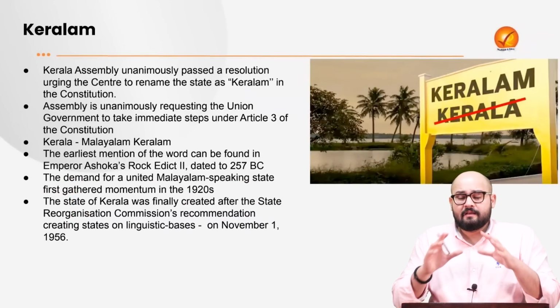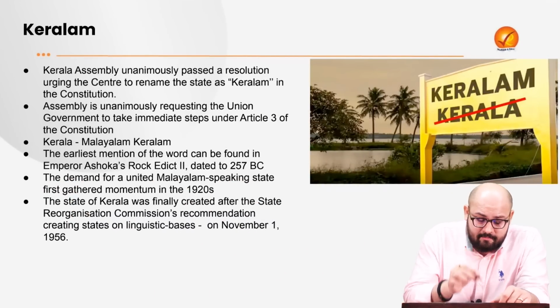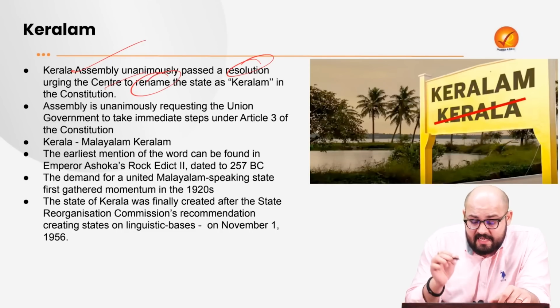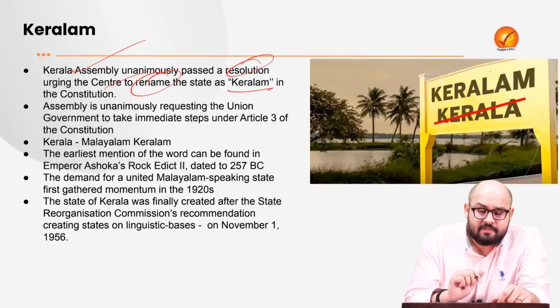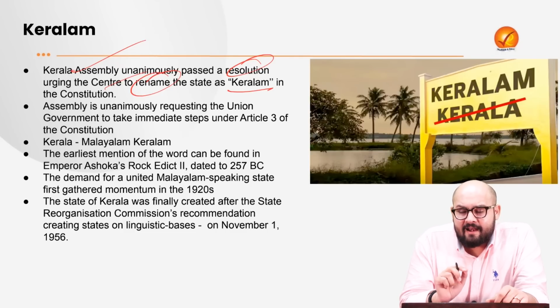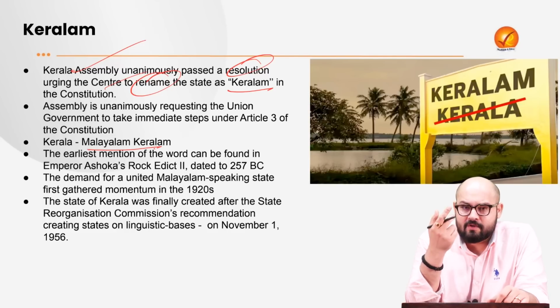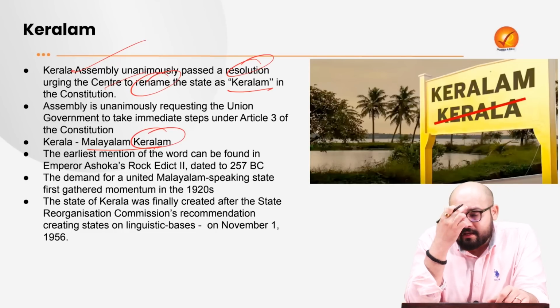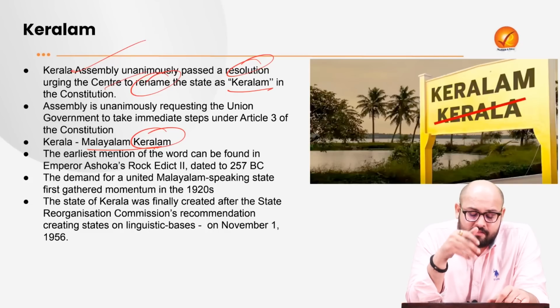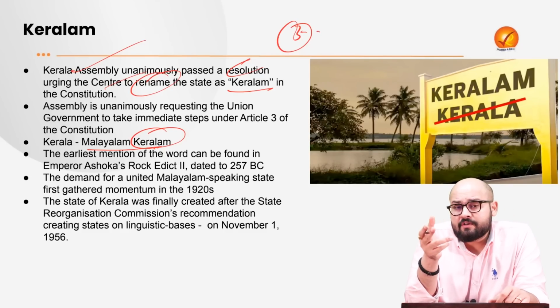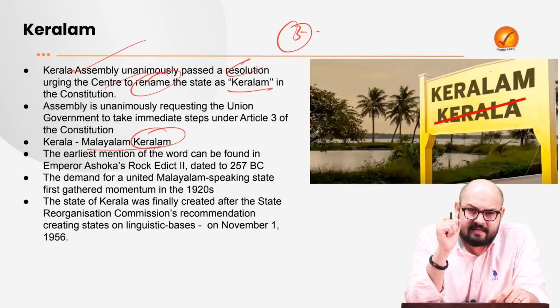Now, talking about Kerala, the word Kerala. The Kerala Assembly has unanimously passed a resolution urging the centre to rename the state as Keralam in the constitution. Please understand that Keralam is a Malayalam word, and Kerala is the English version of this word, right? The assembly has passed a resolution urging the centre under Article 3, which deals with the formation of new states and the alteration of the names and boundaries of the states in India, right?